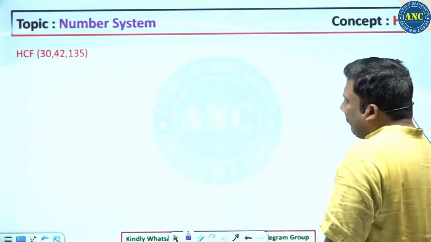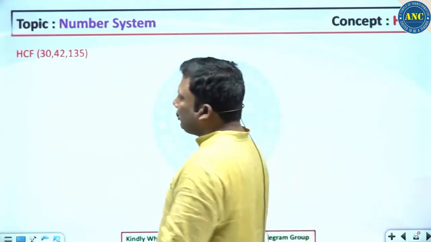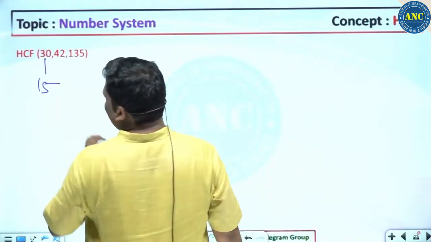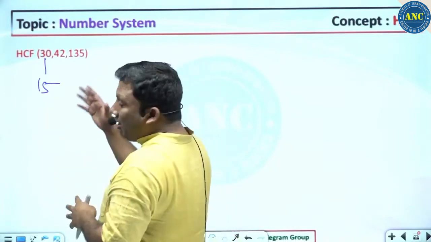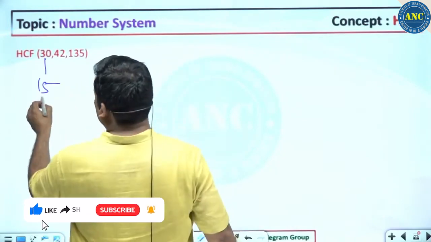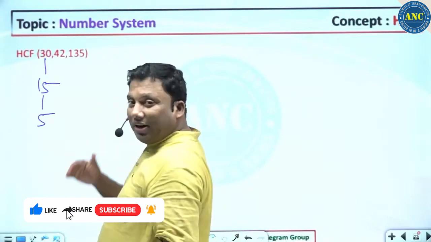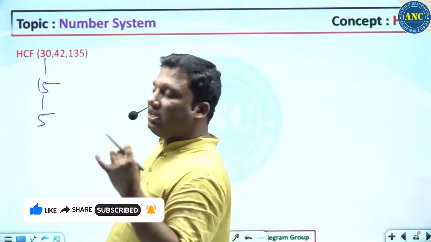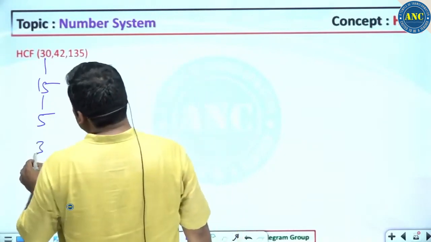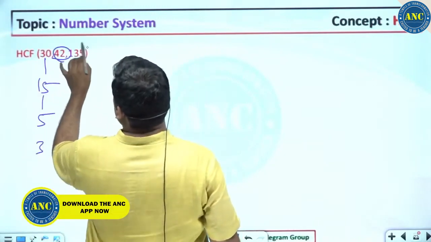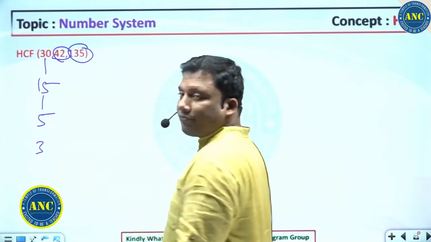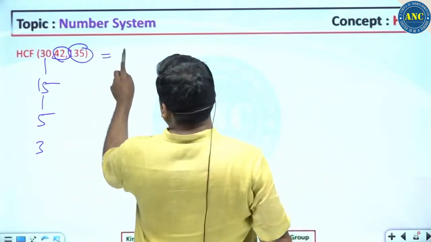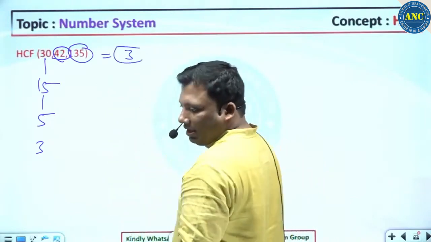30, 42, 135. 30 will not divide 42. What are the factors of 30? 15. 15 will not divide 42. 5. 5 will not divide 42. Any number divisible by 5 has unit digit 0 or 5. 3. Yes. 42, the sum of the digits is divisible by 3. 135 also is divisible. The answer is 3.